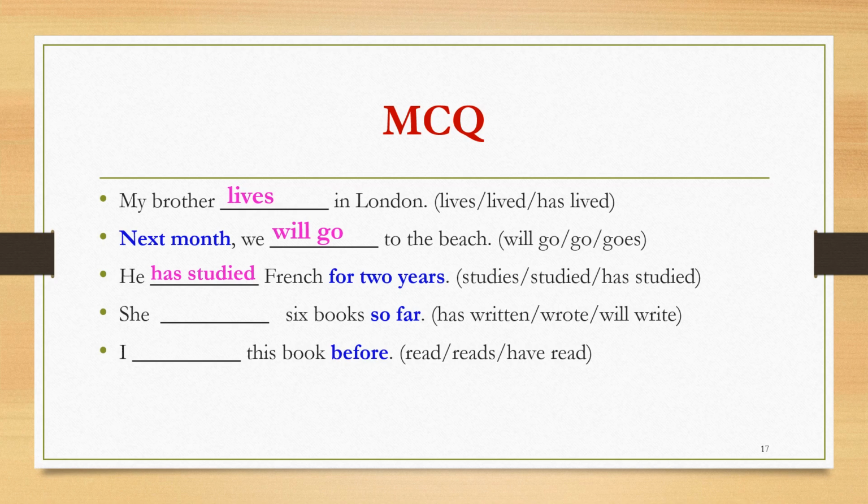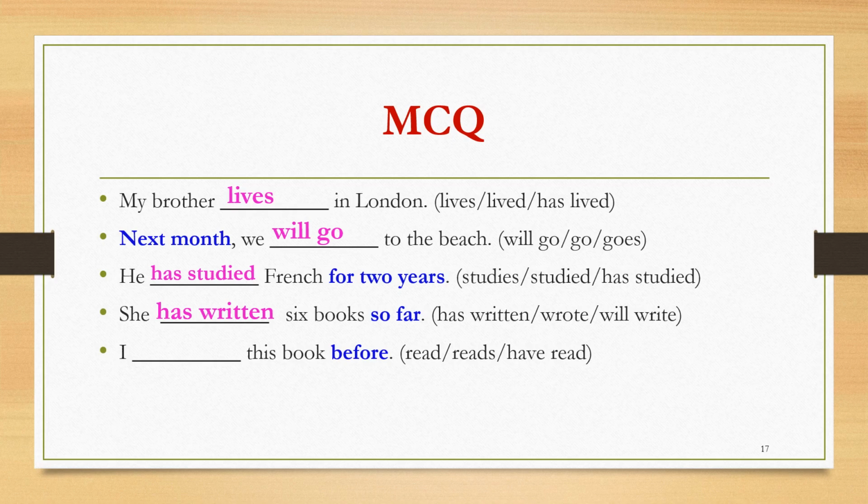She, 6 books so far. Again, we have 6 books written in so far, so we don't know when this started, but it started at some point in the past and it's still up to now we are counting, and so far is one of the time expression words that we use. We have to use the present perfect when we see so far, so it has written. She has written 6 books so far.